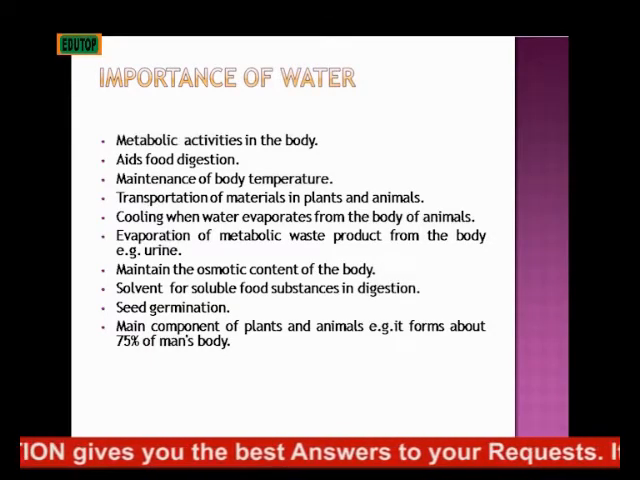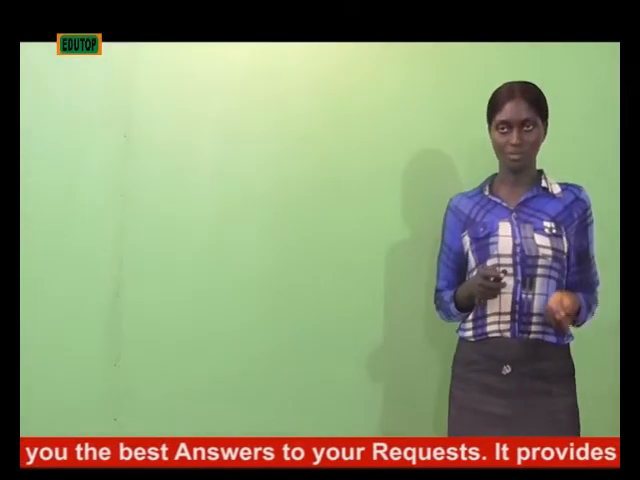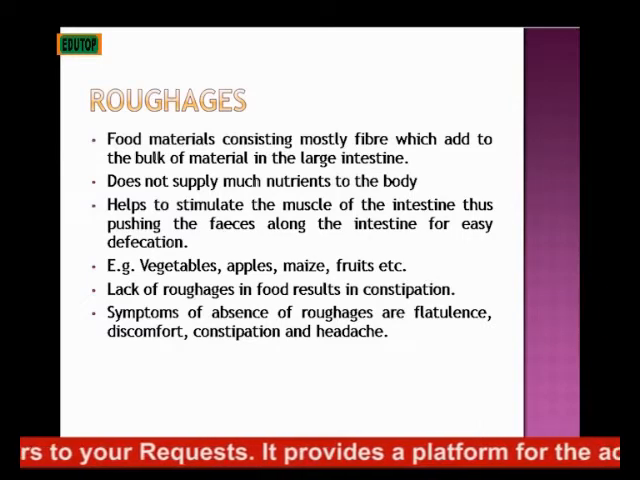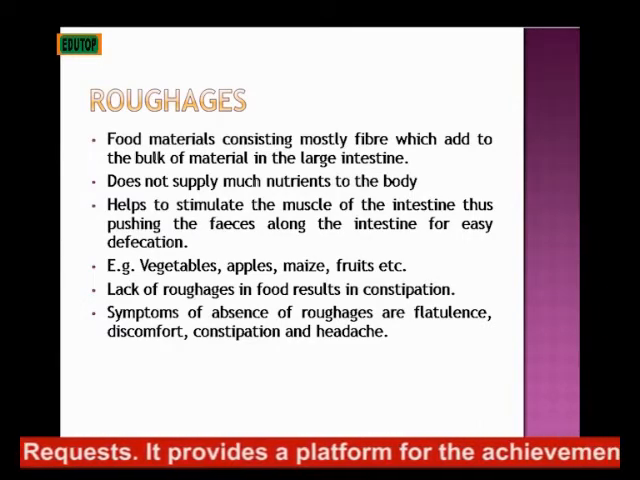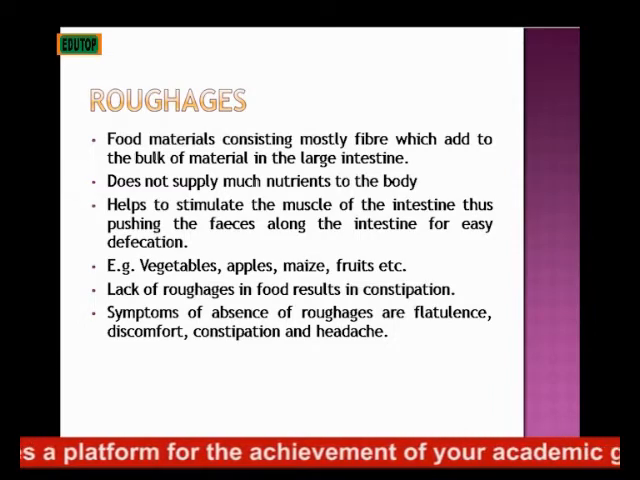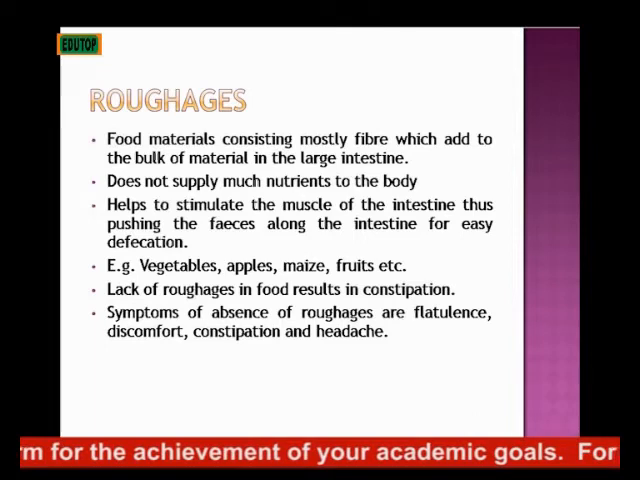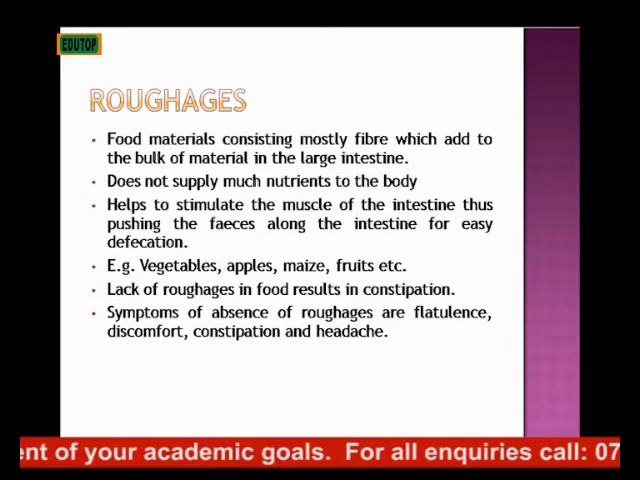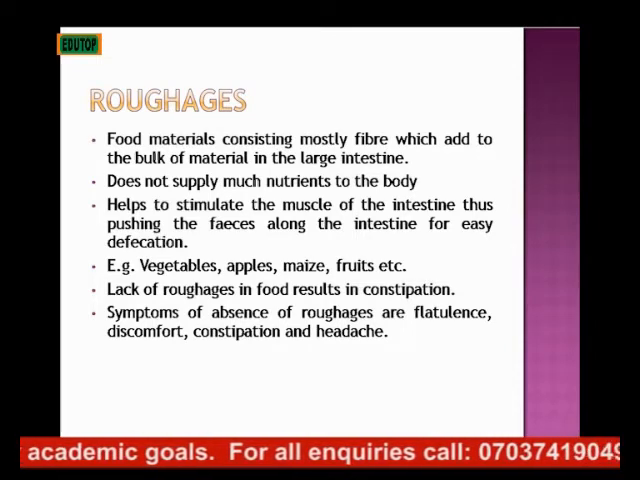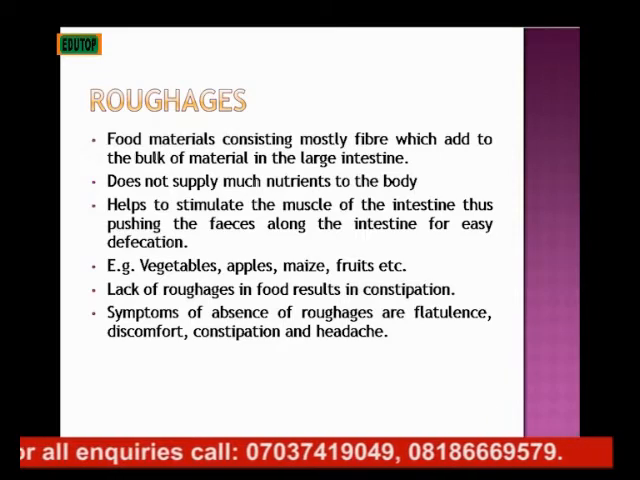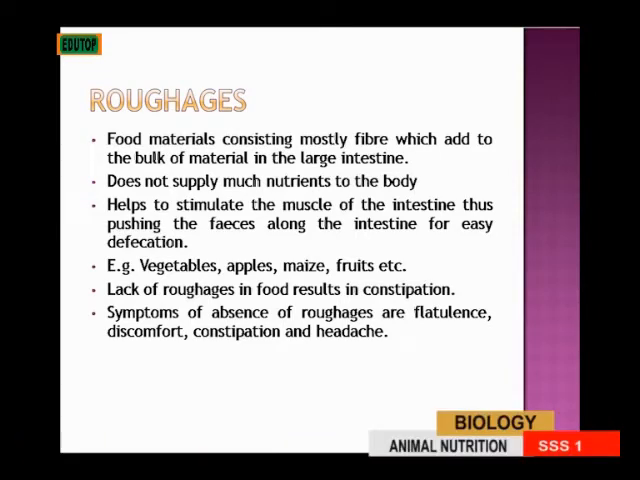So the last class of food that I'll be talking about is the roughages. Roughages are food materials that consist mostly of fibers, which add to the bulk of materials in the large intestine. Even though roughages do not supply much nutrients to the body, they help to stimulate the muscle of the intestine, so as to push feces along the intestine for easy defecation. They help to push waste out of the intestine.